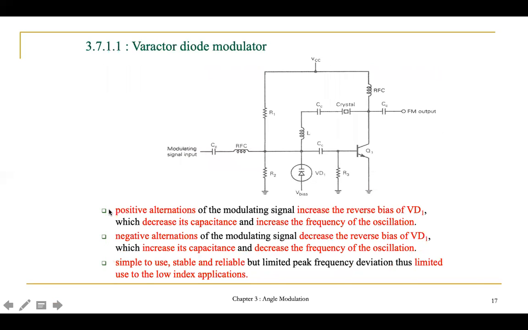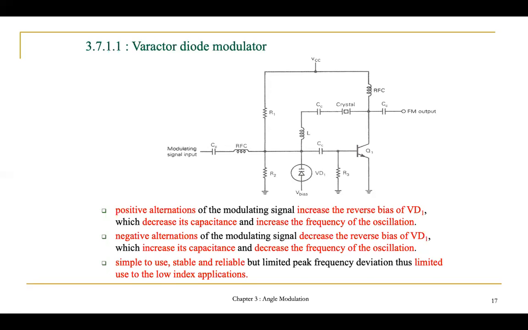Okay, so now let's look at here. We have positive alternations and negative alternations. During positive alternations, the modulating signal will increase the reverse bias of VD1, and thus it will decrease the capacitance, and the frequency of oscillation will increase. Different from that, during negative alternation, the modulating signal will decrease the reverse bias of VD1 and in turn increase the capacitance, and it will decrease the frequency of oscillation.